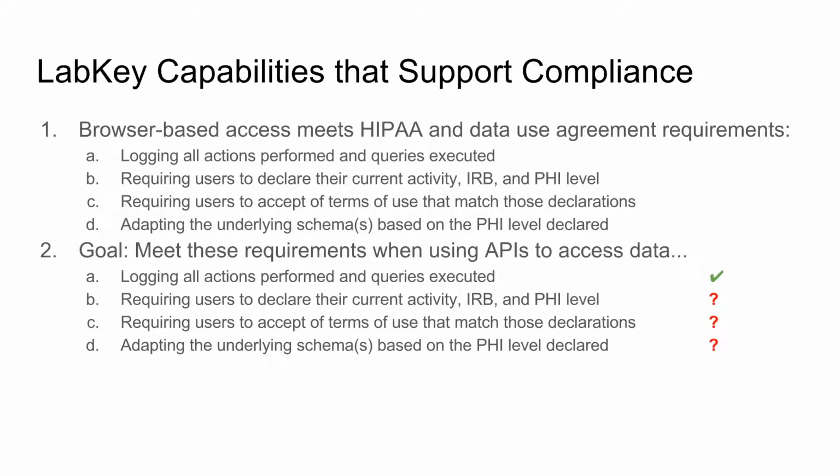But there's a problem with being able to require declaration of current activity, to accept terms of use, and then to adapt the underlying schema, because there's no user here. There's code running. That code doesn't particularly declare an activity or accept terms of use. So we need a way to tie the code that's running with an actual user and a user's declaration. We do that by way of an API access token.